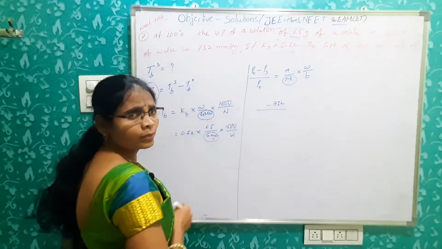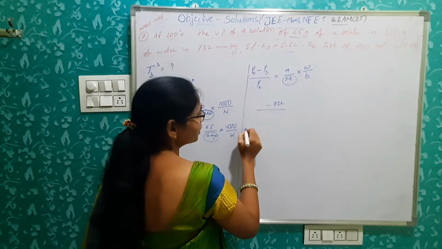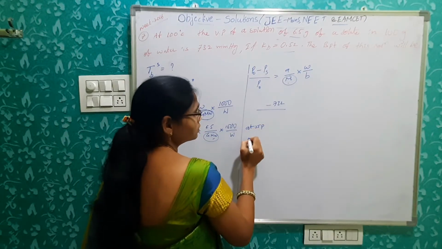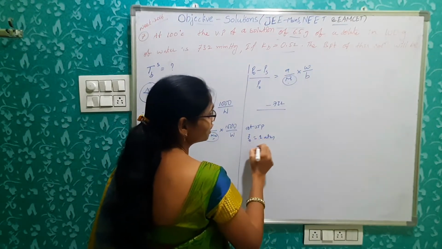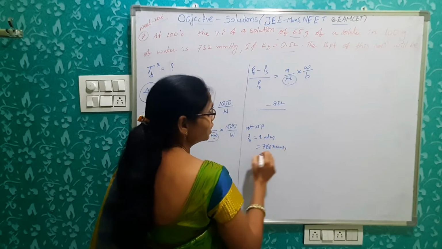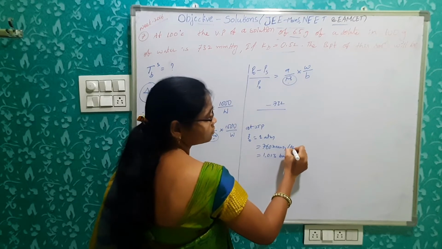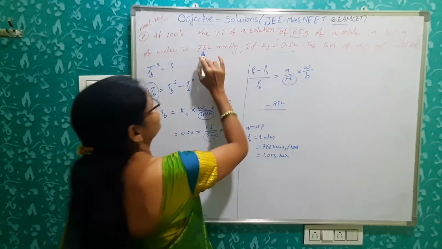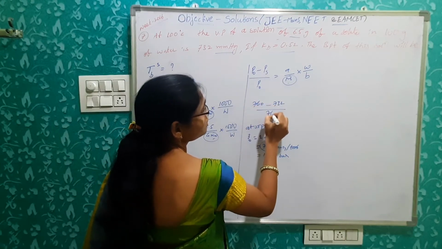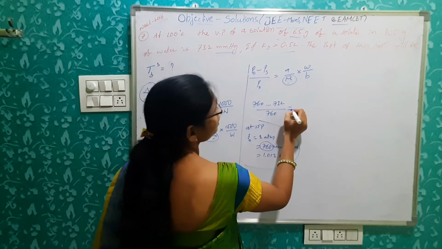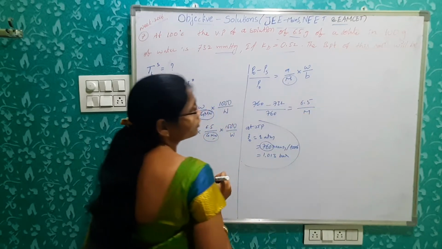So what is P naught? Vapor pressure of pure liquid at standard condition. What I told you, at STP, P naught is equal to the vapor pressure of pure liquid, pure water, is equal to 1 atmosphere or 760 mm of Hg or 1.013 bar or 760 torr. Since mm of Hg is given, you can take 760 here. Here also 760. That is equal to weight of solute 6.5. Molecular weight we have to calculate.